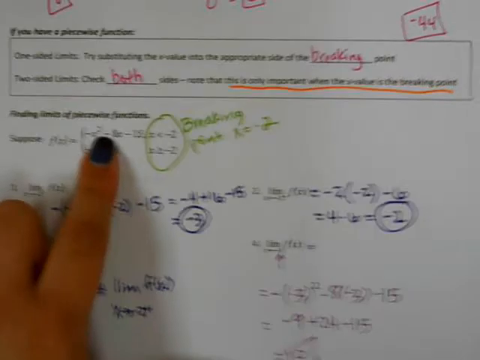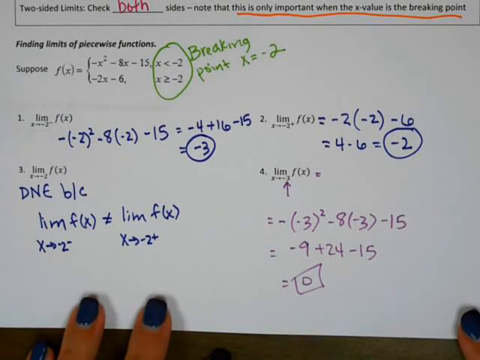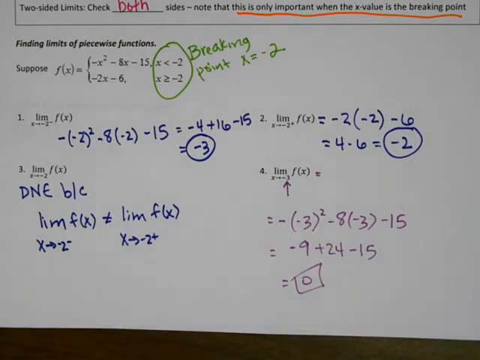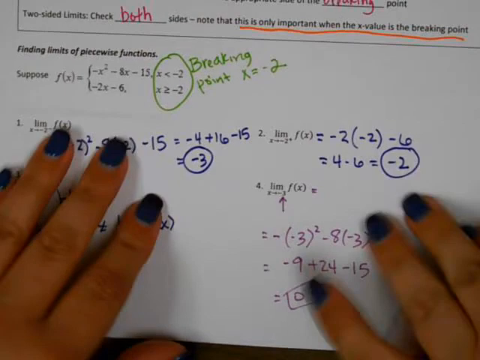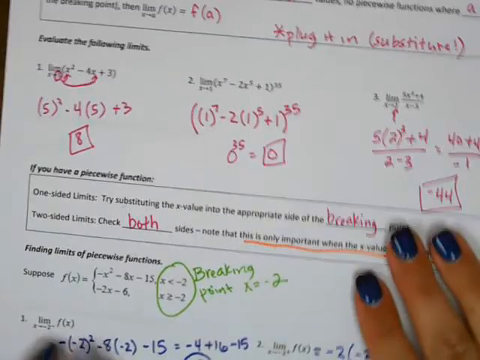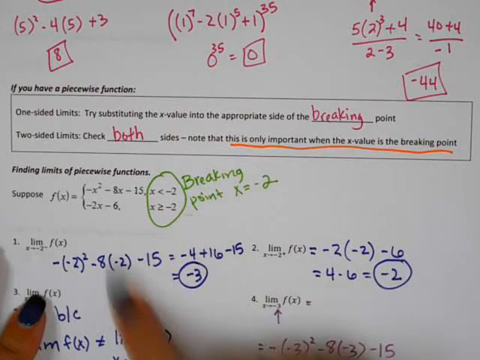Again, I don't have to, oh, you can't see that, sorry. I don't have to worry about checking both sides because -3 is not the breaking point. So in this case, I can just substitute my limit value in and I'm good to go. All right, let's move on to the next part. If you can, we just plug it in. If it's a piecewise, you got to think a little bit more, but still just going to plug it in.